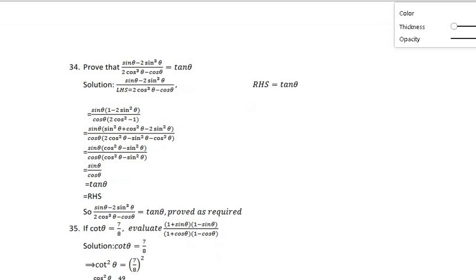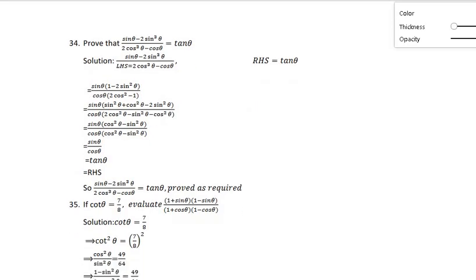Next we go to 34. This is from trigonometry. Left hand side: sin theta minus twice sin cube theta, divided by twice cos cube theta minus cos theta, and right hand side is tan theta.